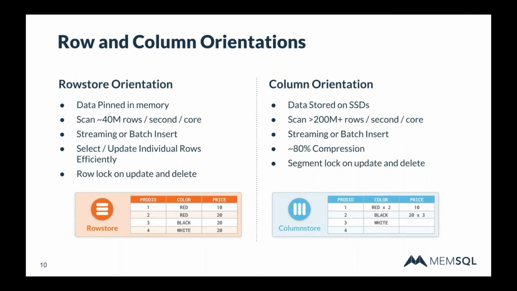To go a little bit deeper on our row and column orientations for storing data, the row store format in MemSQL has all the data pinned in memory. So the data is stored in memory in what we call a skip list data structure. It's a pointer linked ordered data structure that's extremely fast, that can look up rows in a fraction of a millisecond. And it's all in memory for that consistent response time that people really love.